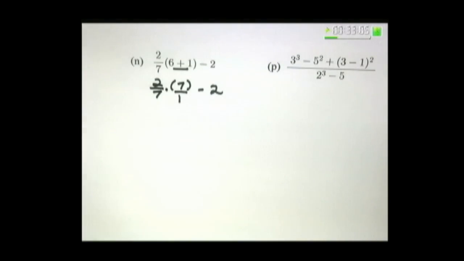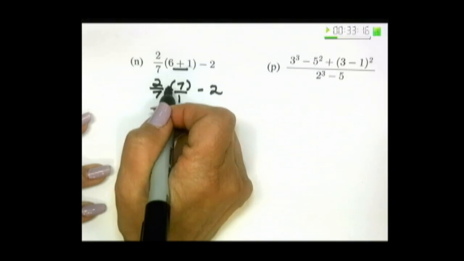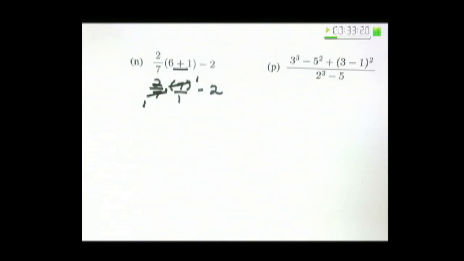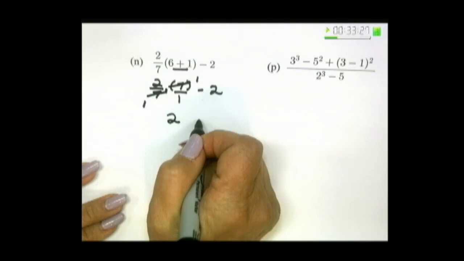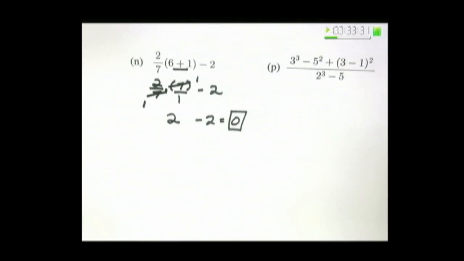But I can cancel any numerator with any denominator that has a common factor. So even though 2 sevenths won't reduce and 7 over 1 won't reduce, any numerator with any denominator, I can divide 7 by 7 and get 1, and 7 by 7 and get 1. So now I have 2 times 1 over 1, which is just 2. And 2 minus 2 is 0. So the answer there is 0.